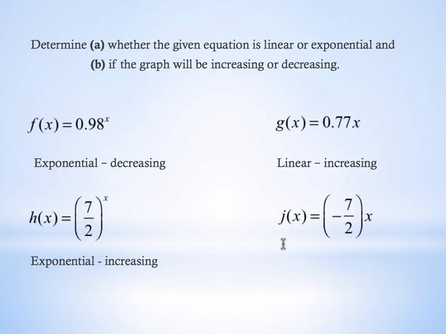And lastly, we have j of x equals negative 7 halves times x. So again, we see that we're multiplying the x, not raising it as an exponent, so that makes this a linear function. And since my slope is negative, it's decreasing.